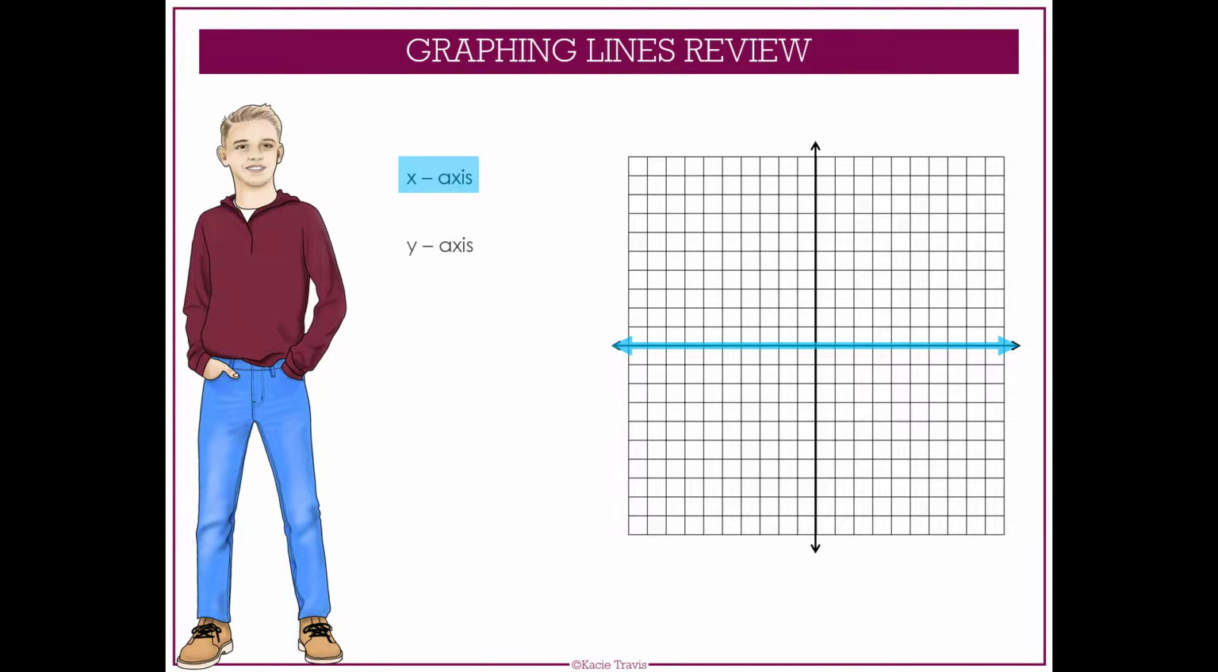Next, we have our y-axis. That's our vertical line here in pink. Just like the x-axis, the y-axis is a number line, just vertical. The upper part is positive, and the lower part is negative. Now, we have two lines that we are going to be dealing with in particular: y equals x, and another one, y equals negative x.